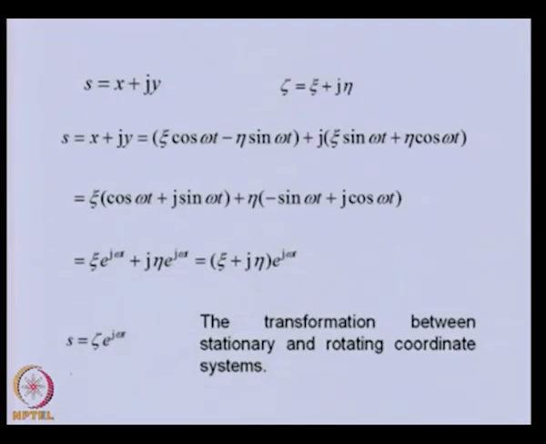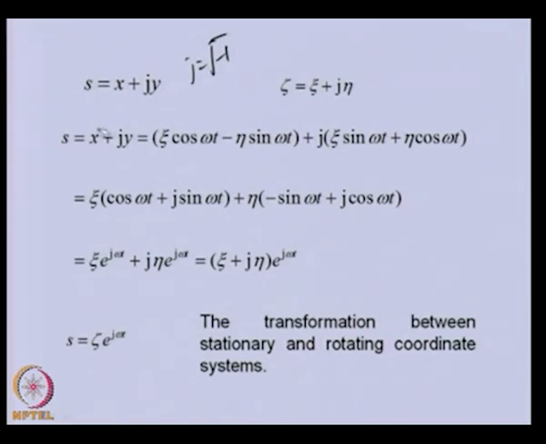Now, we are defining a complex displacement S, which is defined as x plus j y. j is the complex quantity, that is root of minus 1. In the rotating coordinate system, similarly we are defining zeta is equal to xi plus j eta. S and zeta are the complex coordinates in the stationary coordinate and rotating coordinate system.